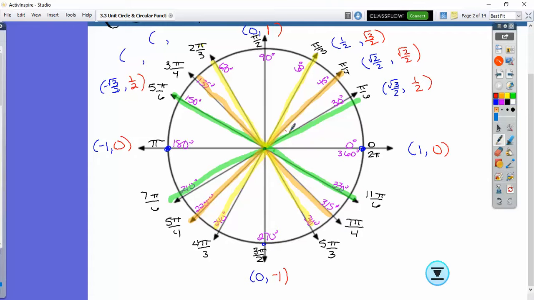Okay, this one was a 45, so I'm using my 45 ordered pair, but the x is negative. So negative radical 2 over 2, positive radical 2 over 2. Okay, for my 60, it would be a negative 1/2 and a positive radical 3 over 2.